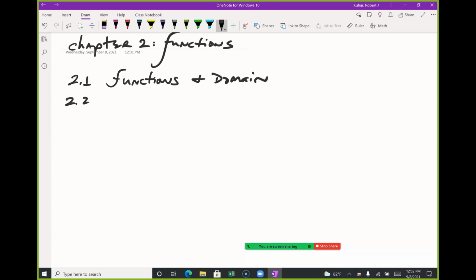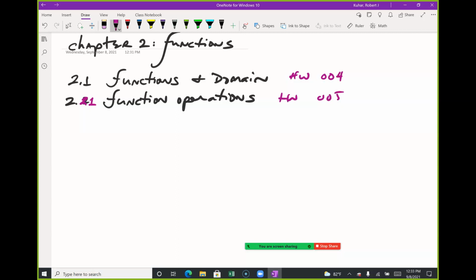The second one is function evaluation and function operations. Let's just say function operations. So evaluating a function, plugging in, adding functions together, dividing functions, that type of thing. I'm sorry, that's still 2.1. But this is homework 004, homework 005. And the last one, which I'll just get to today, I won't finish it, is something called the difference quotient.